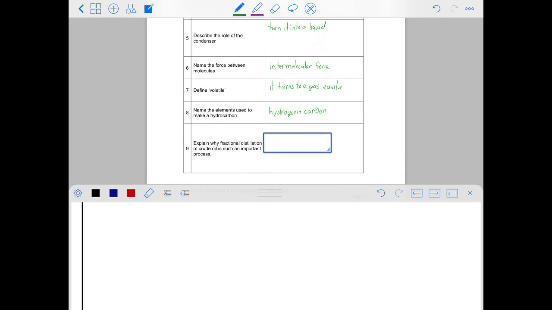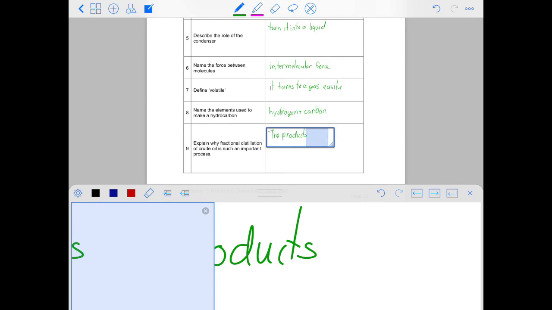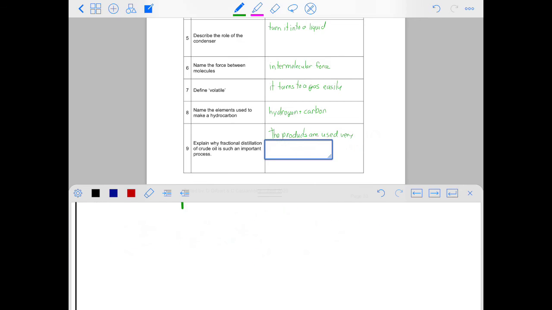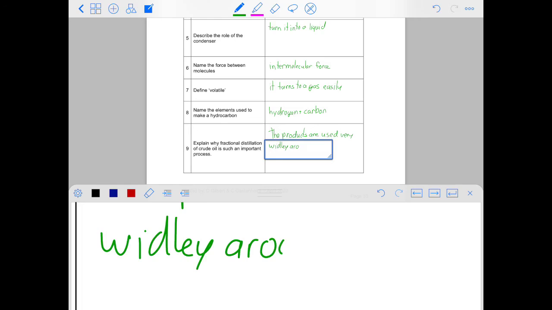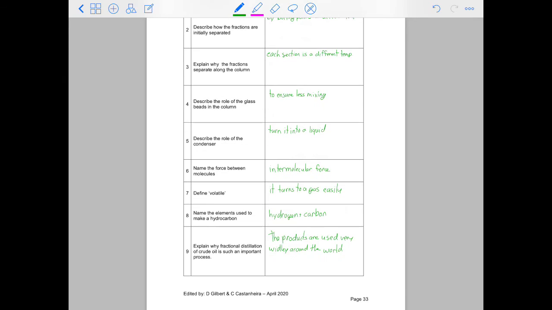Last but not least, why is fractional distillation of crude oil such an important process? The products are used very widely around the world as fuels, to make plastics, to do so many things that we use in our everyday life. We need those products. We need to be able to separate them so that we can use those products.